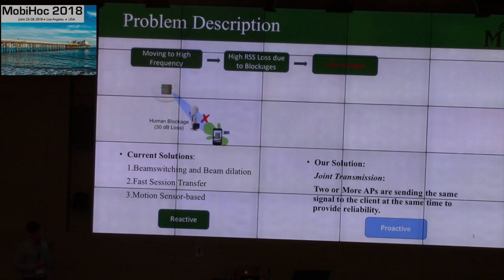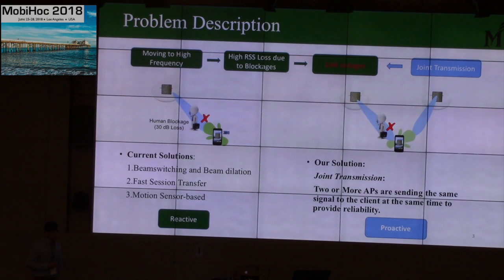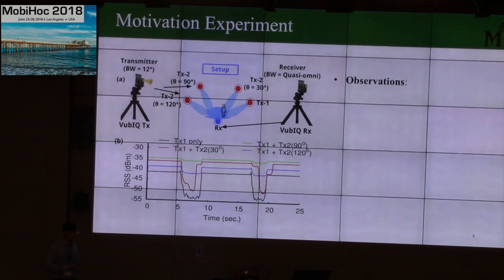In this case, we introduce joint transmission, which means we want to use two or more APs sending the same signal to the client at the same time to provide reliability. If one link is blocked, the other direct link can be used to keep the link alive. To verify our idea, we ran a motivation experiment.